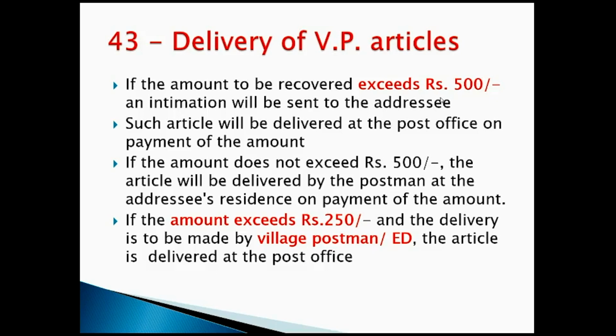So generally, these limits are very important. For parcels, we have seen 10 kgs is the limit. Over and above 10 kgs will be delivered through the window. For insured articles, the limit is 500, and above 500 through the window. In the case of VP, we are dividing into two cases. In the case of a village postman, 250 is the limit, and above 250 it has to be delivered through the window. And in the case of other postmen, it is rupees 500. If the amount does not exceed rupees 500, the article will be delivered by the postman at the residence and otherwise at the post office window. So this is very, very important.